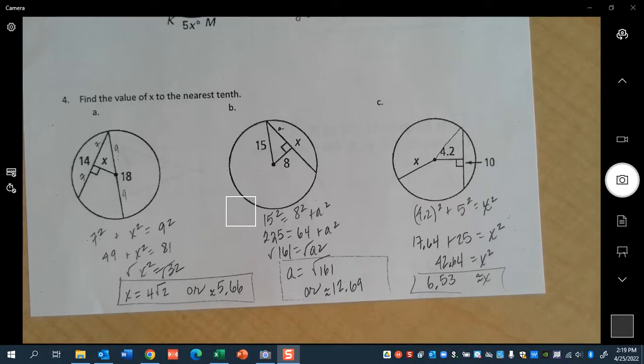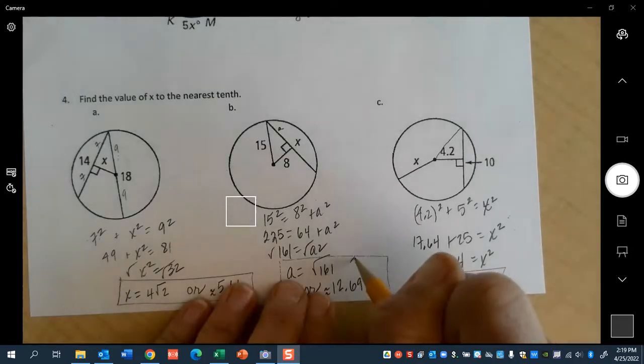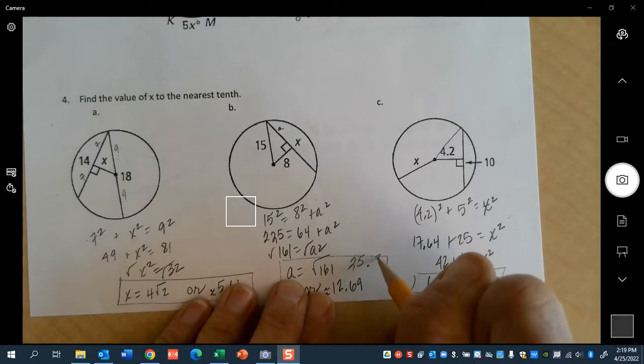For this one, A is just 1/2 of this. I see it's a diameter. I see it's perpendicular. I'm going to go ahead and double A's value. And I want to make sure that I double it. I left that off of this key. So 12.69 doubled is 25.38.